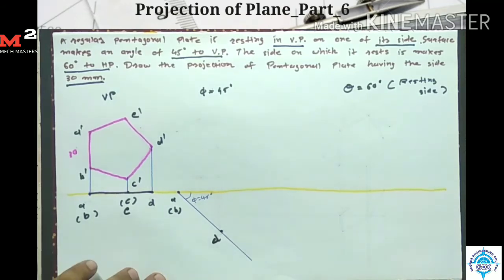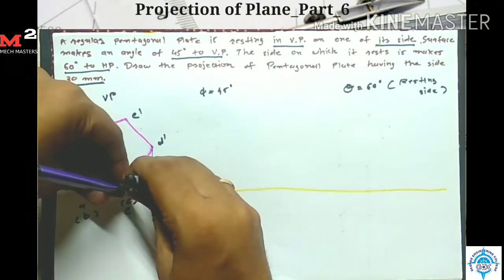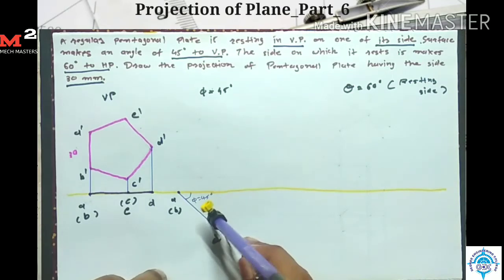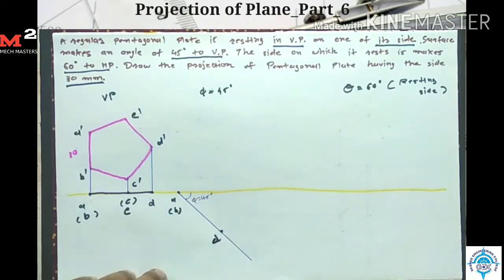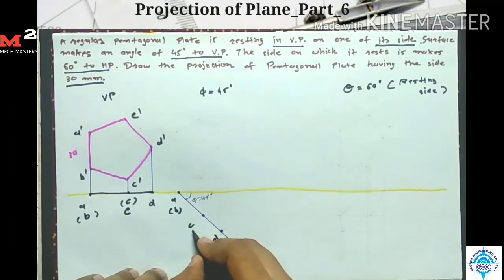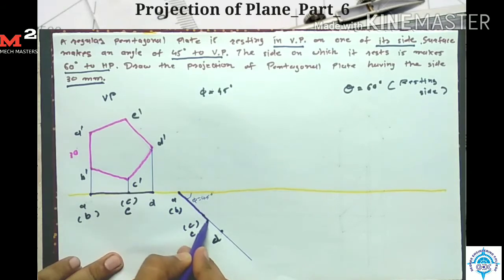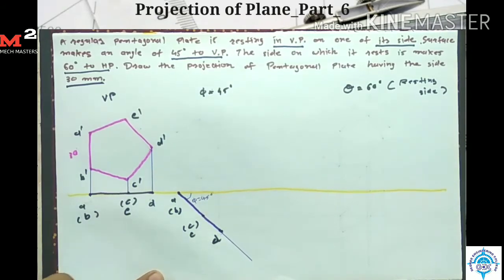For getting points C and E, I take the distance of DE. Now I take D as the center and draw one arc which intersects here. So here I get my points C and E. This line gives me the top view for the second stage.